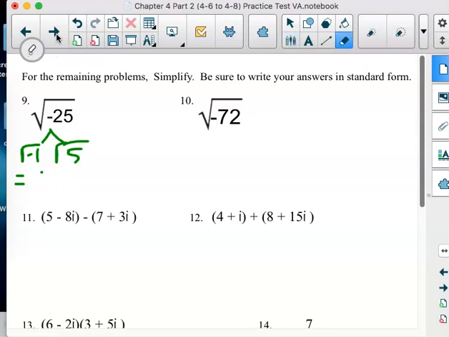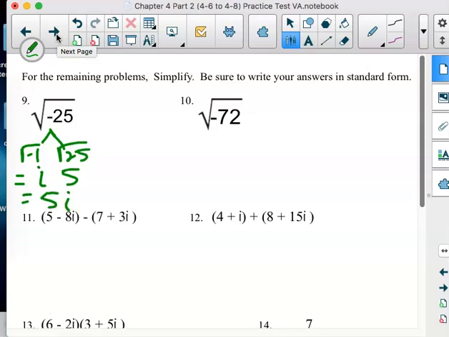Oh, shoot. I put a square root on that. So let me do it in 2 steps. I5 just doesn't feel right. It shouldn't. We should have the number in front. So 5i.